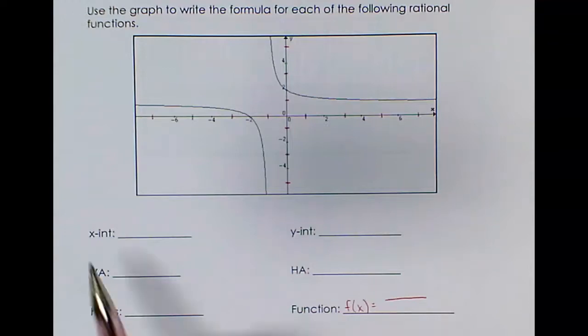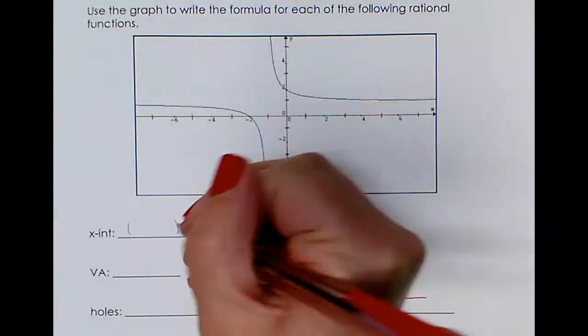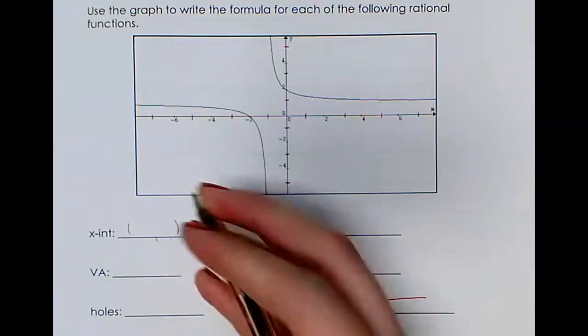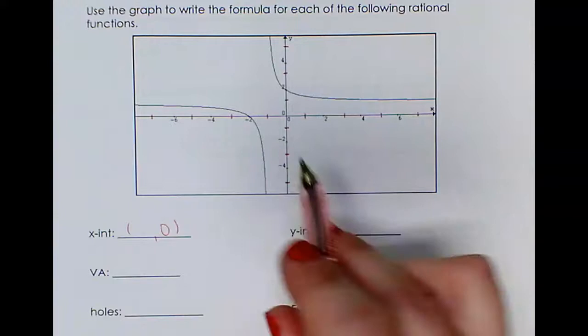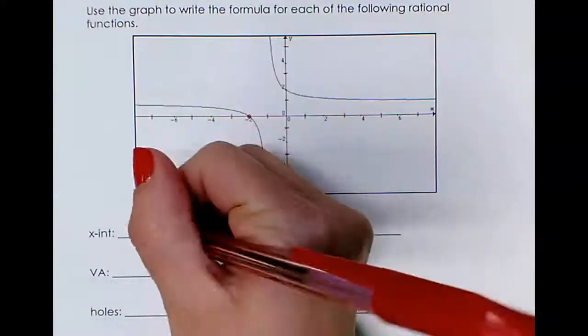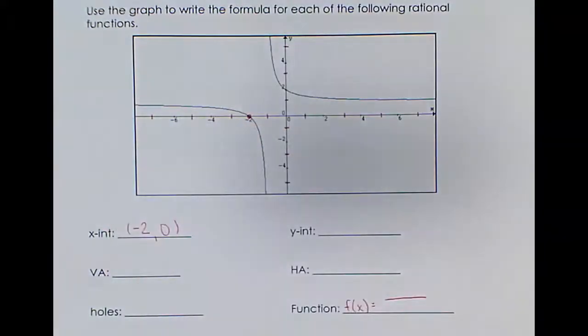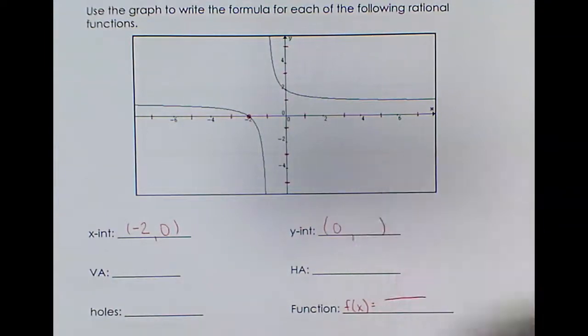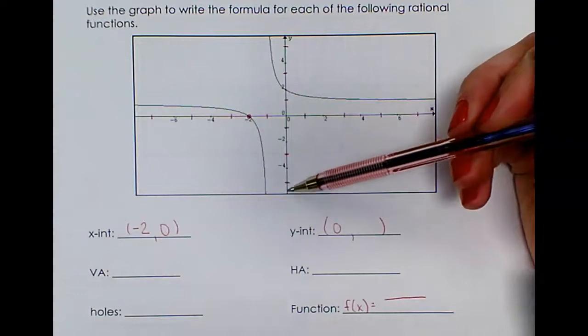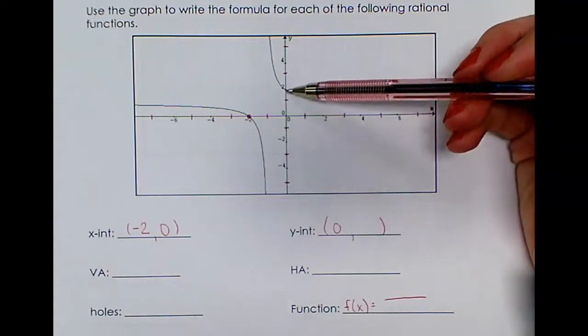Now the x-intercept is the ordered pair with an x value and 0 for its y. So I look along the x-axis and the graph crosses right there at -2. So there's my x-intercept. My y-intercept is also an ordered pair. 0 is my x value and my y value is wherever the graph crosses the y-axis. That would be at +2.